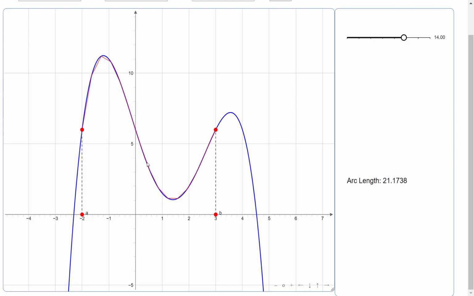Now, because this is running into a limit, there's probably a way that we could work some calculus into this. So for the next portion of this, let's take a look at how we can do that.